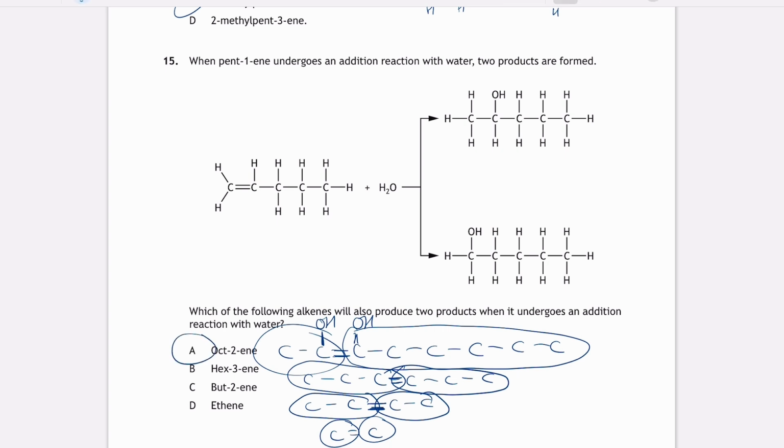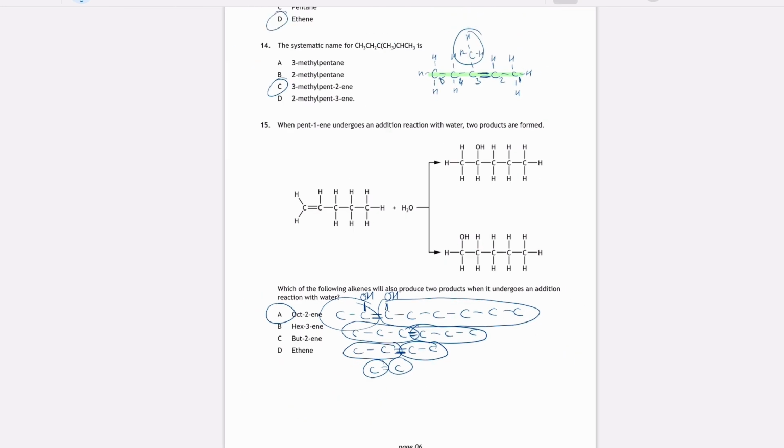So always look for symmetry on these. If it's symmetrical, it'll only produce one product. If it's asymmetrical, you'll get two.